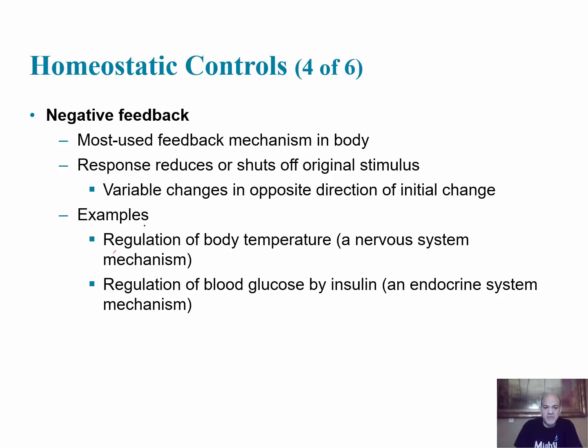Some examples here I've already mentioned. One is regulating body temperature, and the nervous system is responsible for that. That involves the mechanism for controlling body temperature. And then regulating blood glucose is done by a hormone called insulin, and this is an endocrine system mechanism.